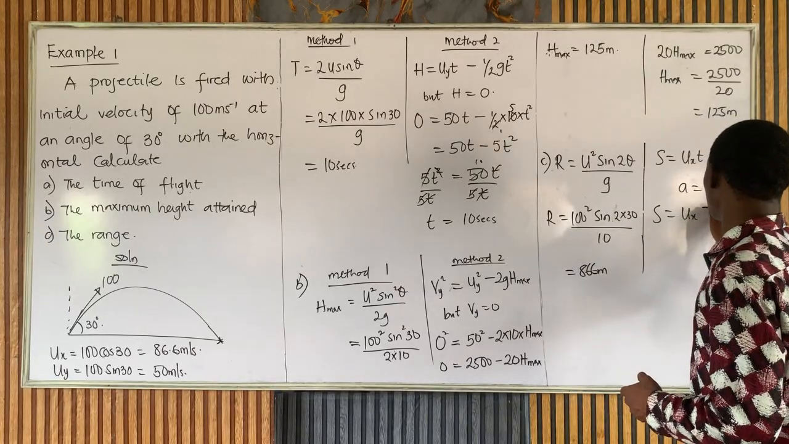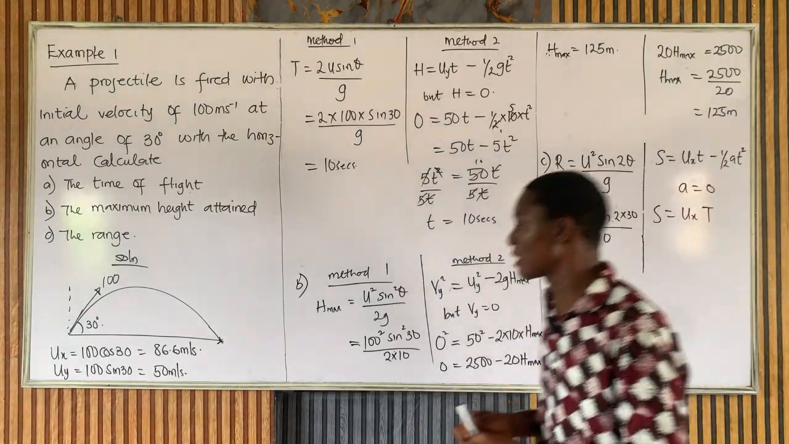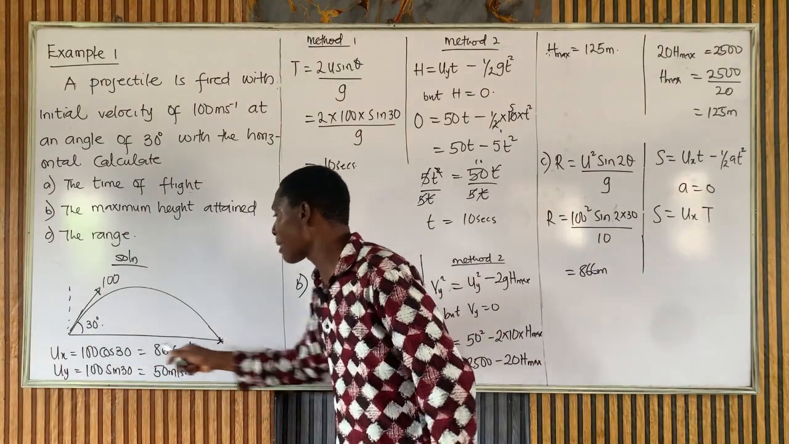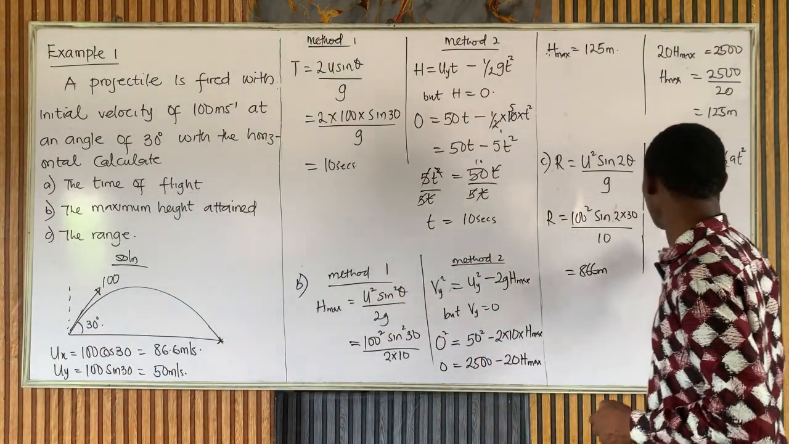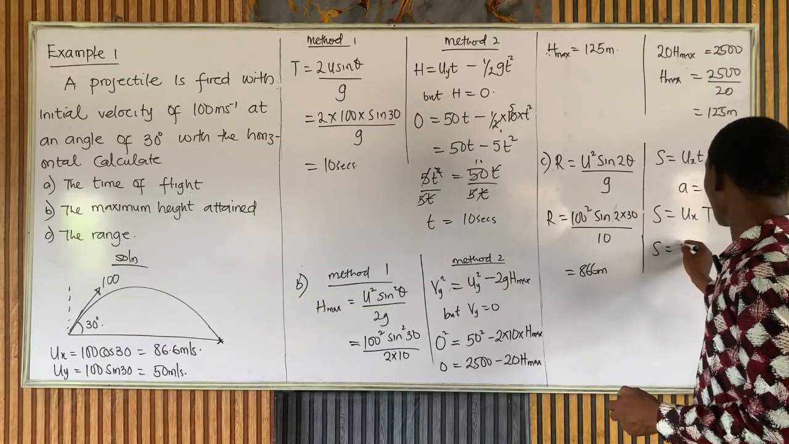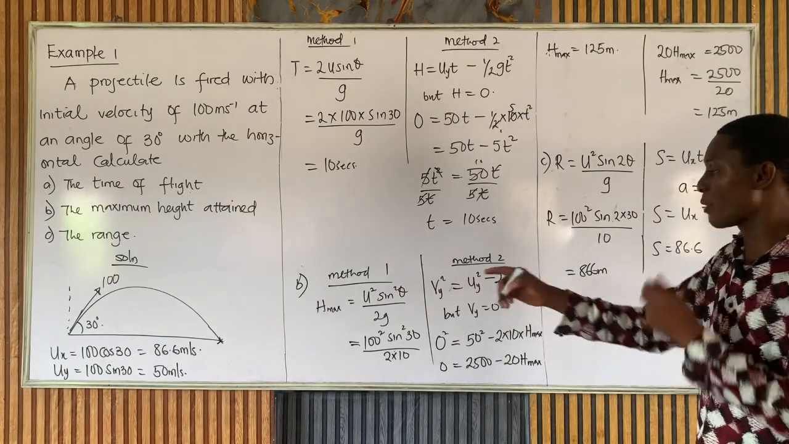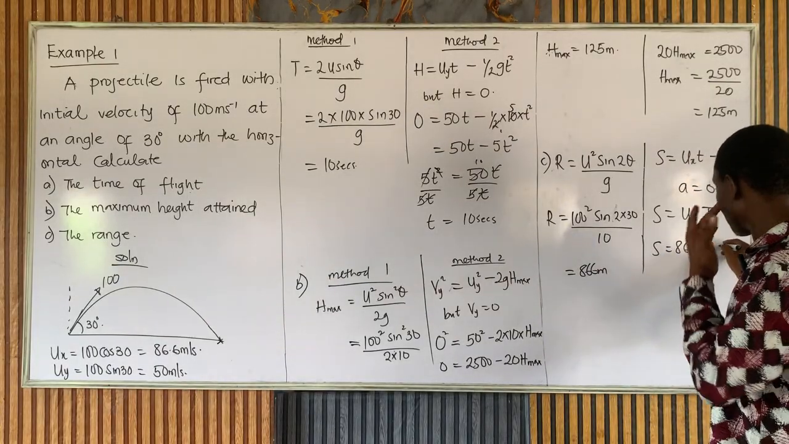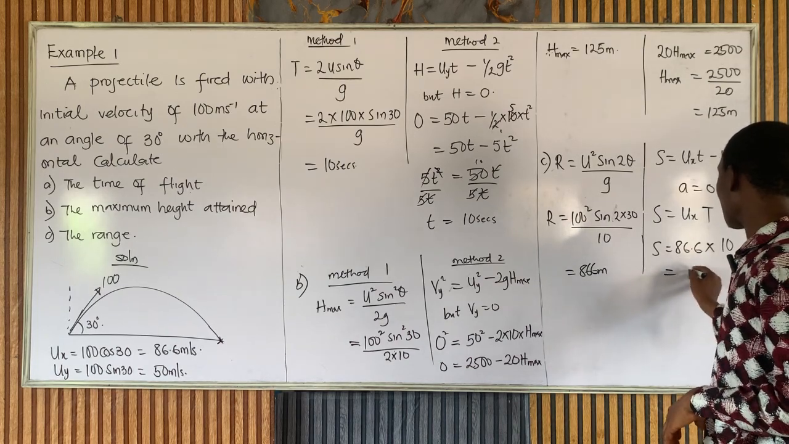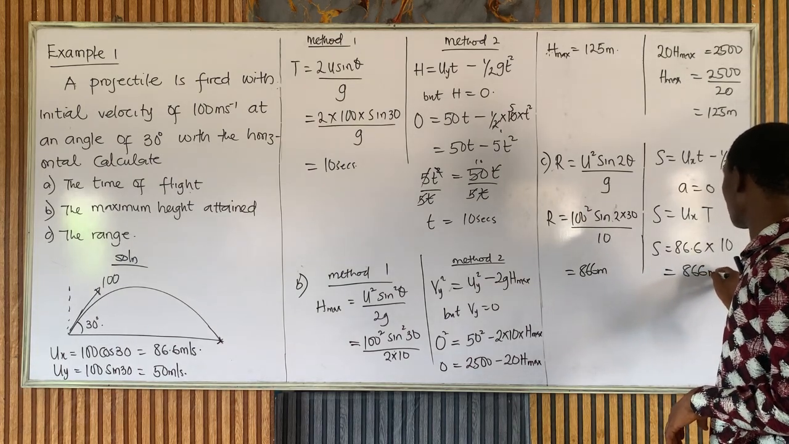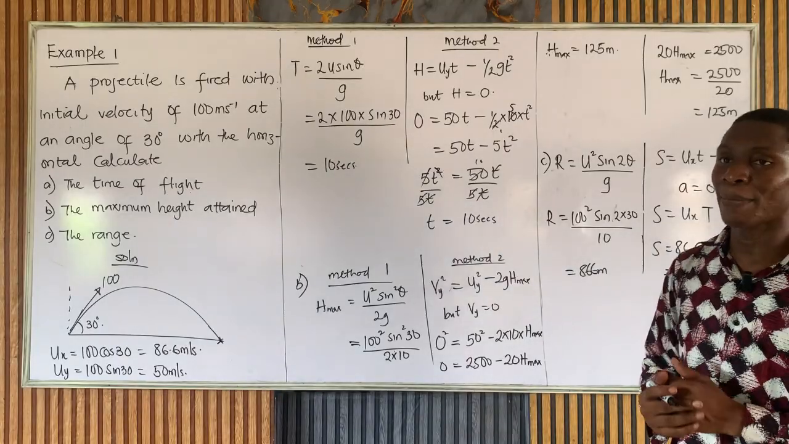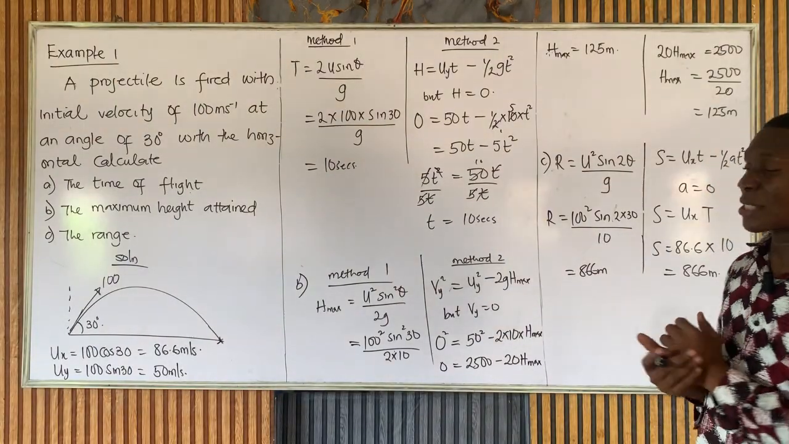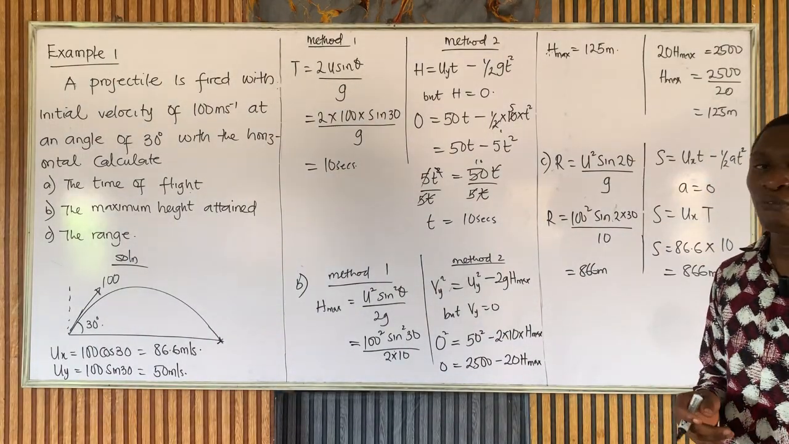And what is t? t is the time of flight because range is from here to here, and the time taken from here to here is the time of flight. We've gotten our time of flight to be 10 before. So this is simply s is equal to 86.6, that's our ux, times time t, 10. And this is 866 meters. It's actually faster than this formula. So that's that. Our equation of motion still gives us the same answer. But let's move to example 2.